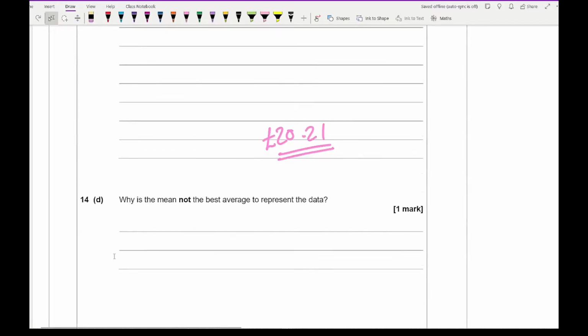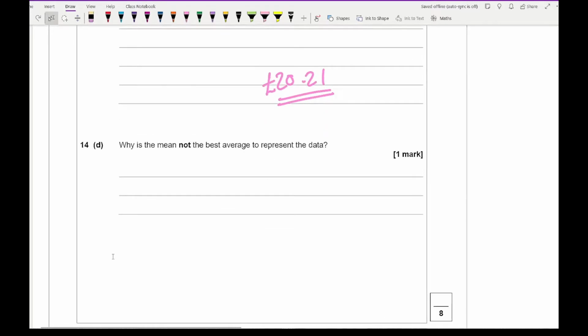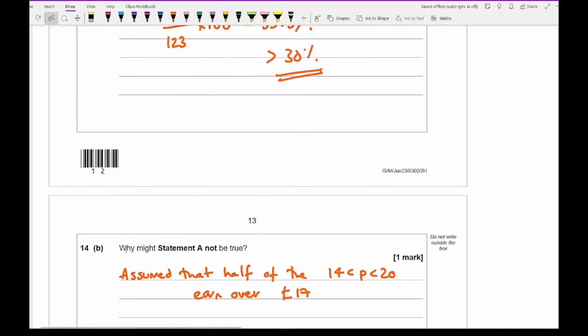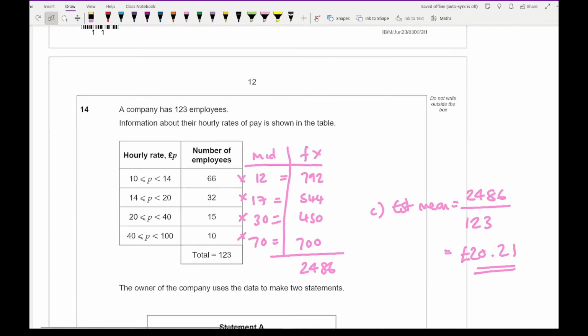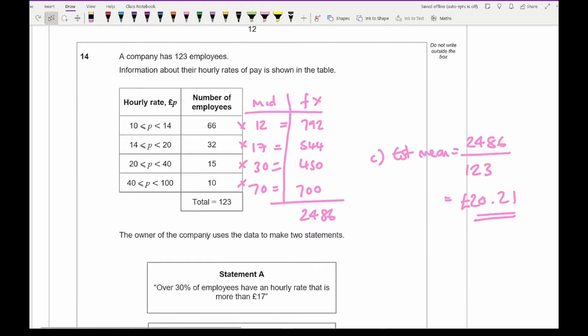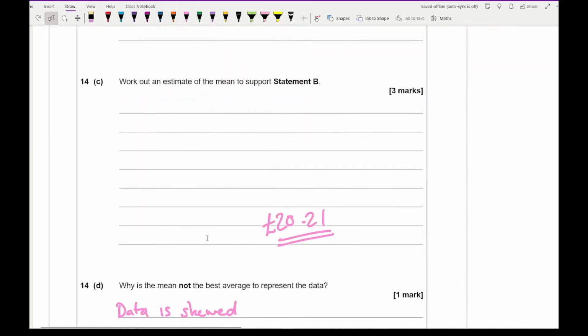It then says, why is the mean not the best average to represent the data? And again, there's several reasons we could give for the 1 mark. So we could say that the data is skewed. And what do I mean by that? Well, when the frequency is pretty much the same for each of the columns, then the mean might be a good average. But as you can see, we've got a lot more employees on a lower wage than a higher wage, so using the mean will affect the average, so it's not the best one.